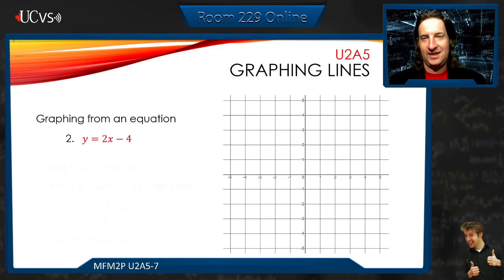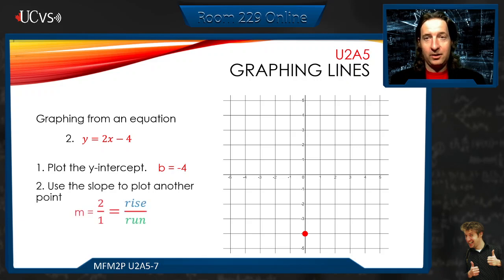All right, let's try another one. Let's say y equals 2x minus 4. Same idea: let's plot our y-intercept. In this case, it's y equals 2x minus 4, so we go to our y-axis and put a dot there at negative 4.